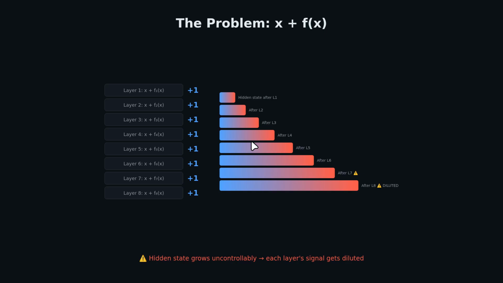So as you go deeper, 50 layers, 100 layers, all those outputs just pile up equally. The hidden state grows uncontrollably, and each individual layer's contribution gets diluted, drowned out by the noise of everything that came before.